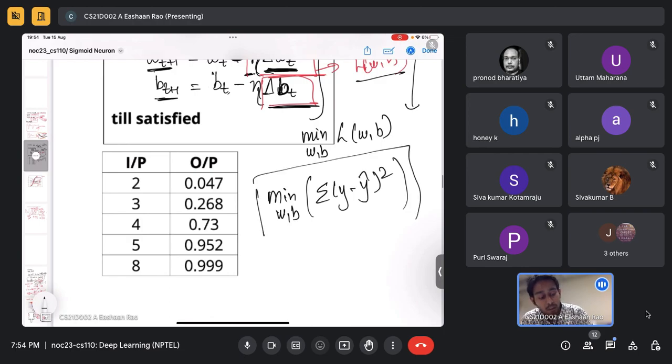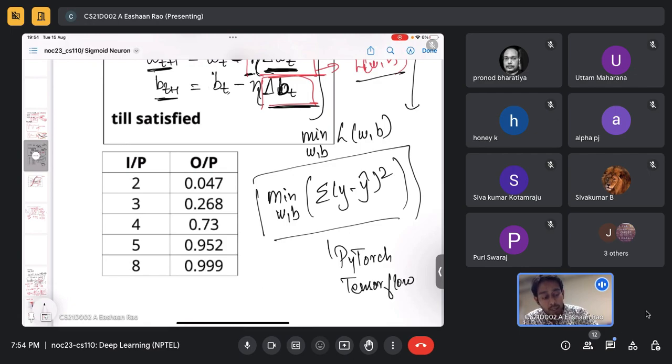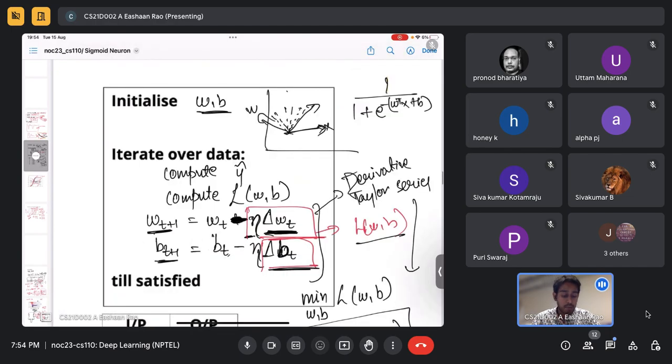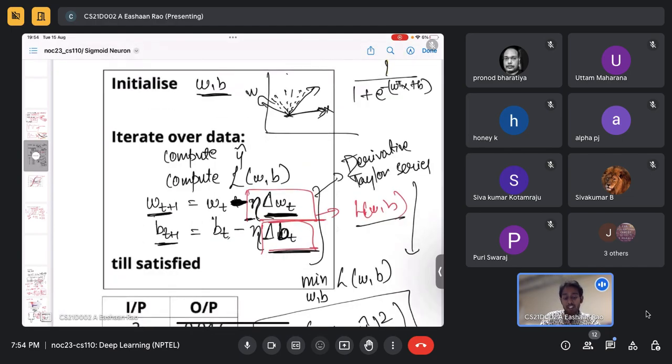So PyTorch or TensorFlow will automatically calculate whatever the Taylor series and derivatives I'm describing right now, and it will try to find the minimum values of w and b such that my loss function is minimum. These things will be done automatically.